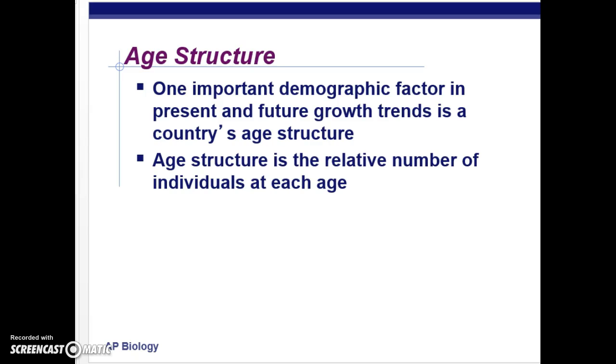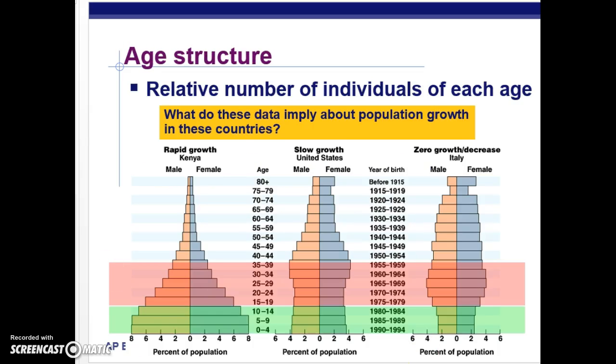Okay, so the final portion of this lecture is going to talk about age structure. This is an important demographic factor when studying growth trends, both the current and the future growth trends in different countries. We look at the age structure of these different countries by looking at the relative number of individuals at every age, and what we get are graphs that look like this. So this is showing you the relative number of individuals at each age.